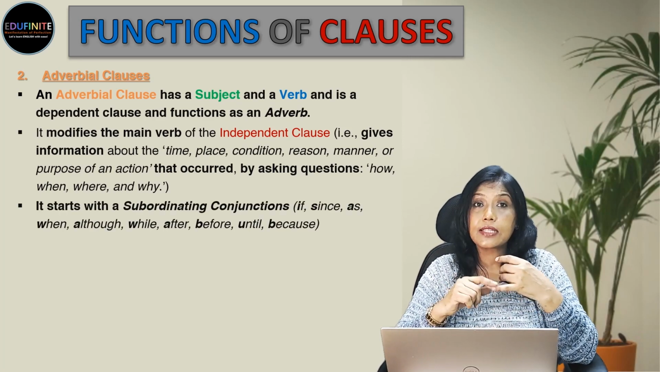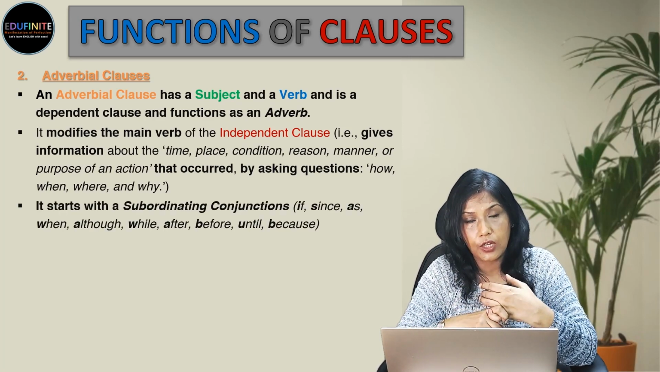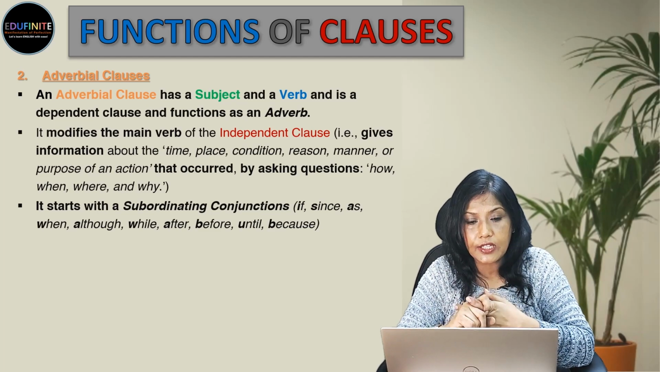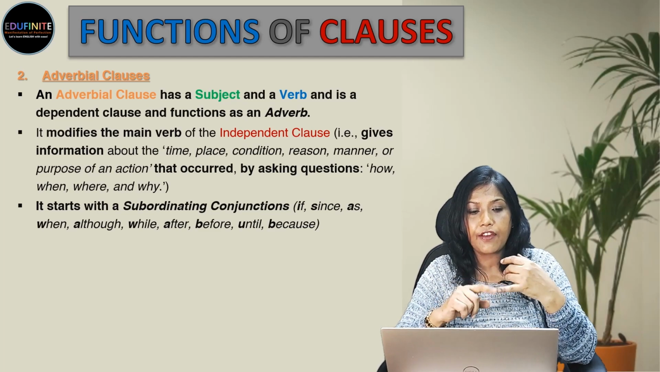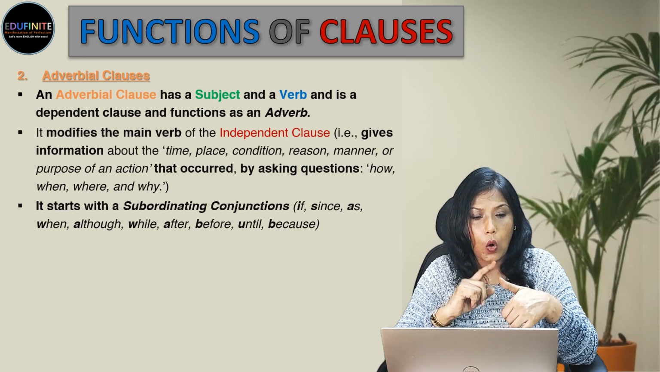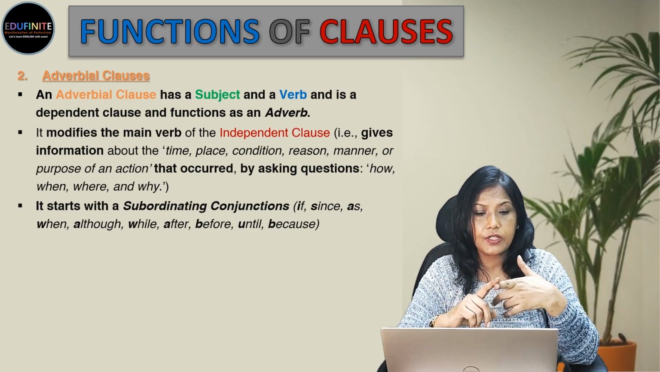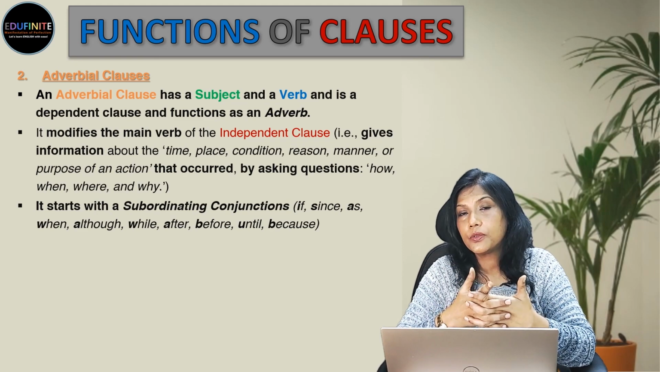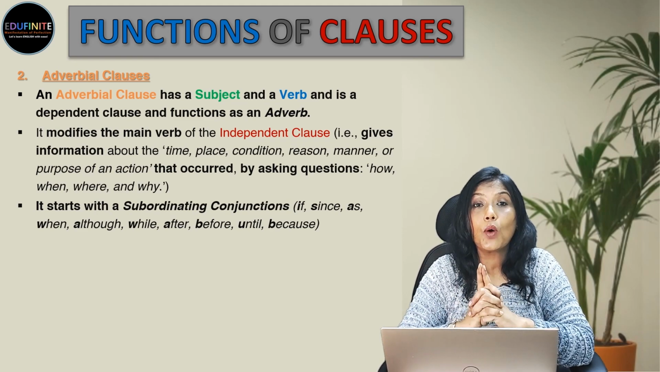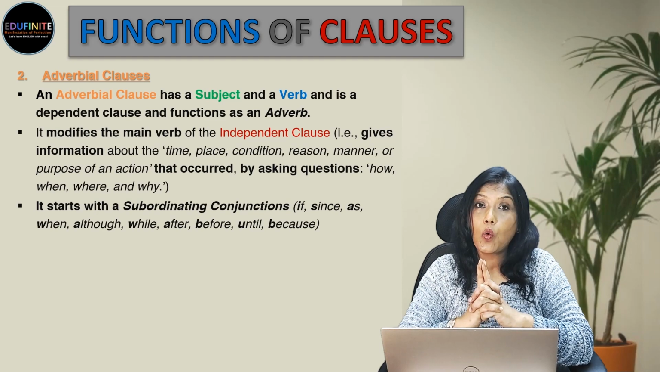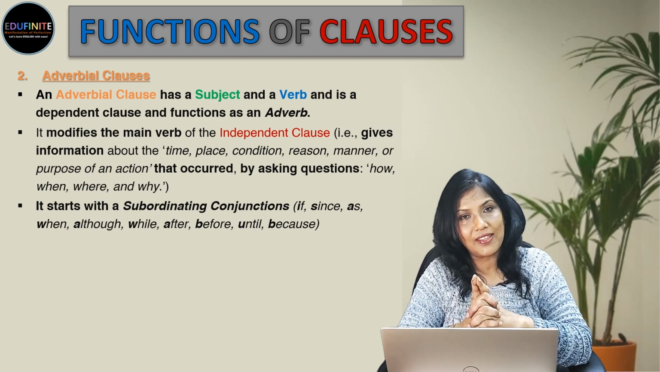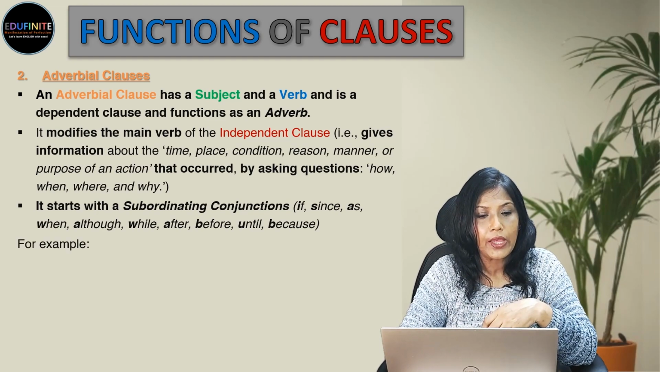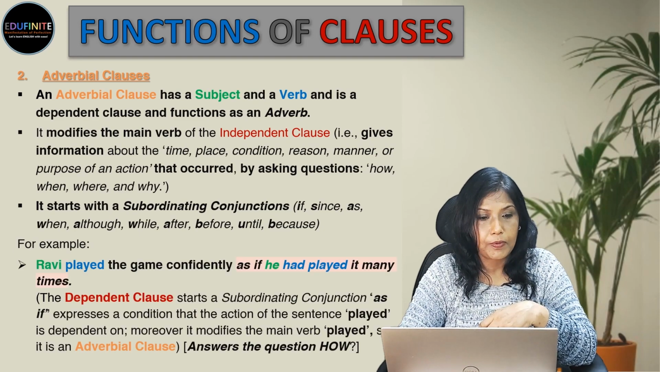Okay. Now, it starts with a subordinating conjunction. We have done that subordinating conjunction as I told you. If, since, as, when, although, while, after, before, with, because. I told you to remember I saw Wabab. So, if you remember that, you'll remember the subordinating conjunctions. Okay. Now, let's look into the examples.